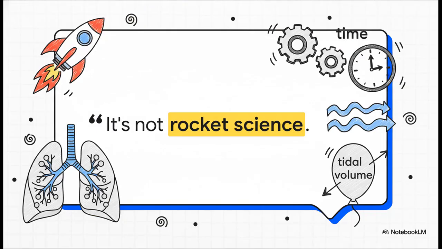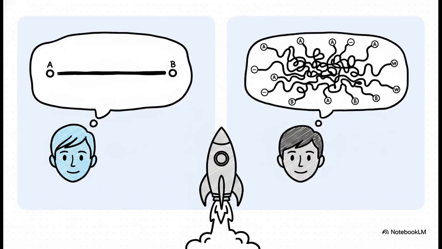Think about a phrase we all use, right? It's not rocket science. We hear it all the time. But what do we actually mean when we say that? Usually, it's just a shorthand for saying something isn't very hard. But here's the catch. To a physicist, that exact same phrase could mean the complete opposite. That something is chaotic, that it's not predictable at all.